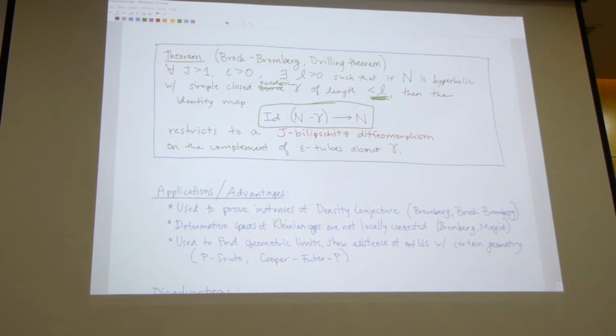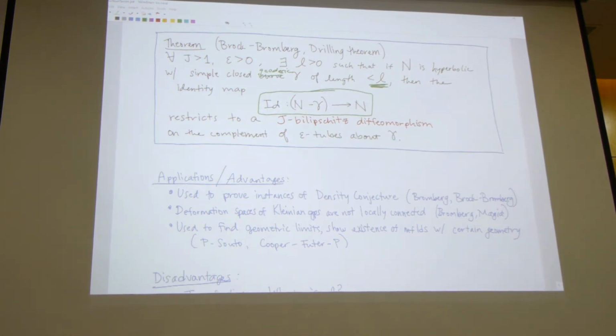I've used it in the past in a few ways. When I'm looking for examples of geometric limits, work with Tuto, or to show existence of manifolds with certain geometry, work with Cooper and Futer, then you can use this theorem to show that there exist manifolds with certain geometry, because I know that if L is short enough, then blah, blah, blah. Disadvantage, though, is, again, this is ineffective.